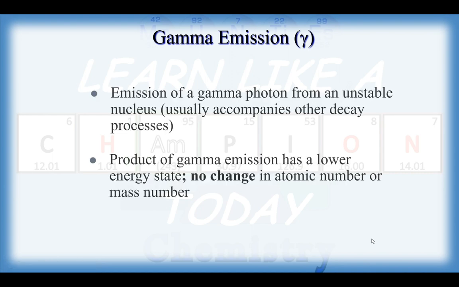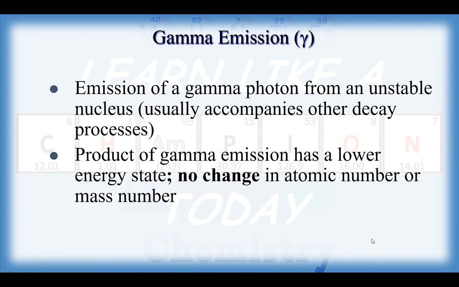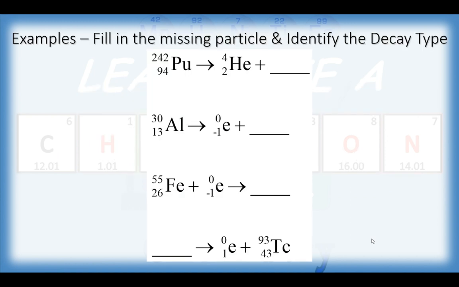Finally, we have gamma emission, represented by the letter gamma. This is usually an accompanying type of radiation from the unstable nucleus. And because it's pure energy, there is no change to the atomic number or the mass number. So if all you're representing is gamma emission, there might be a little asterisk or some kind of footnote symbol to indicate that it's gone to a more stable position. But other than that, there is no change to the identity of the isotope itself.